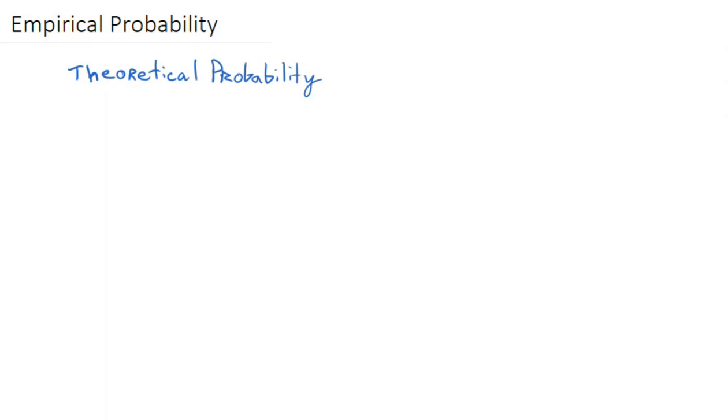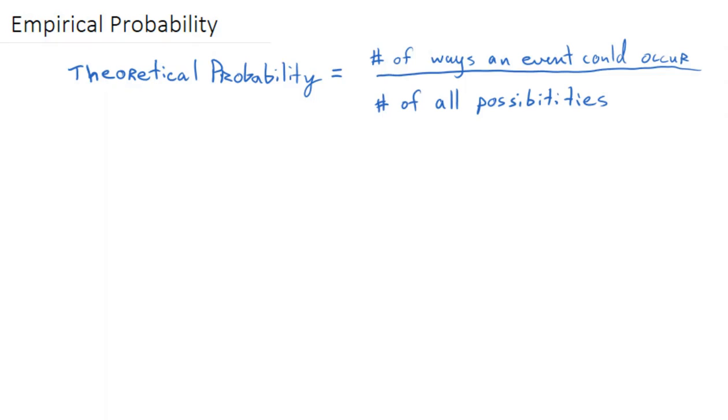So theoretical probability is the same definition as what I've already given, which is the number of ways an event could occur over the number of all possibilities. And the key word when we're dealing with theoretical probability is the idea of possibilities. We're counting possibilities and not what has actually occurred. When we're dealing with empirical probability, we are counting what has actually occurred in real life or in an experiment.